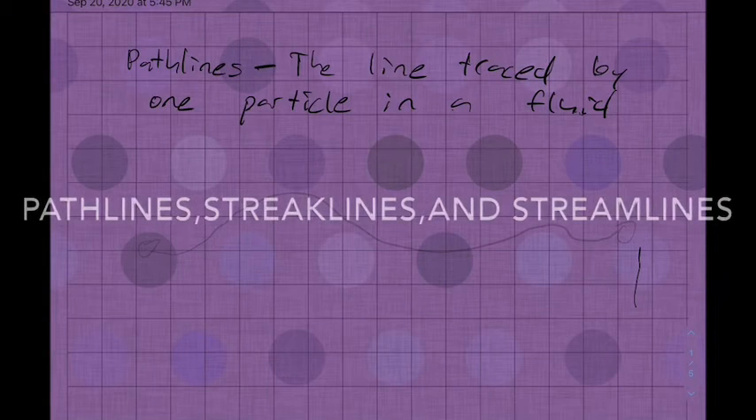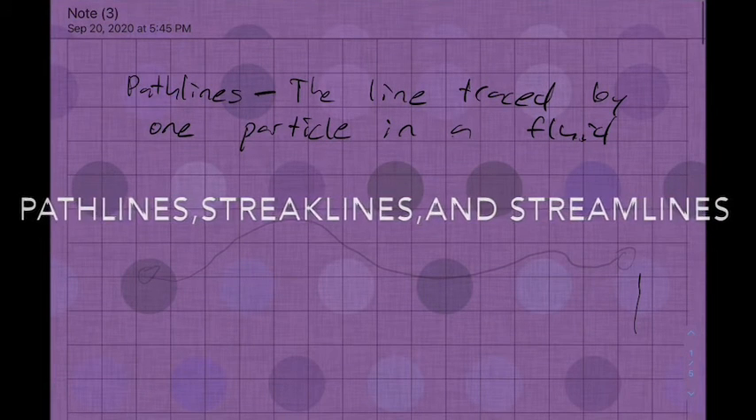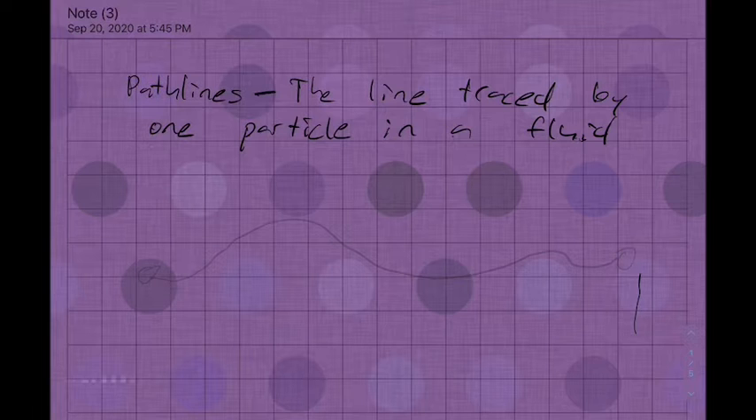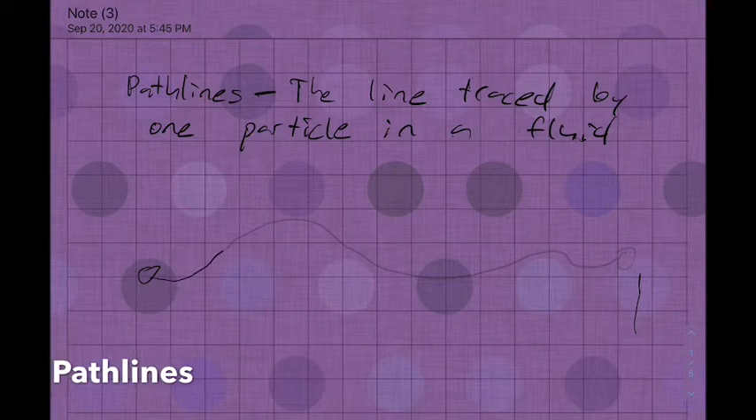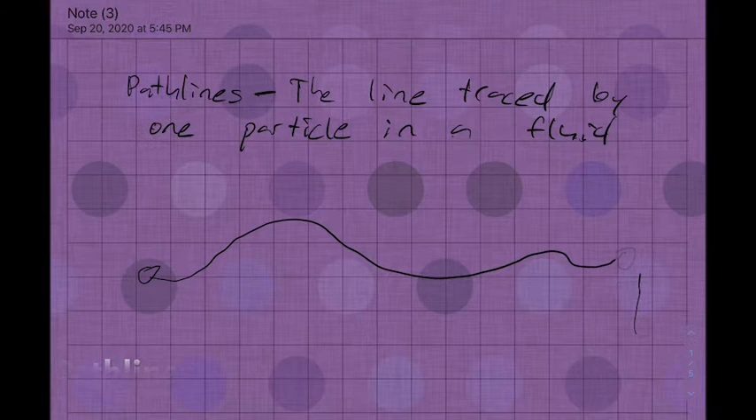Hello, today we're going to be talking about path lines, streak lines, and streamlines. So a path line is if you trace one particle in a fluid. This would be like if you pick just one specific particle and you follow it along the fluid to see where it goes, and you just trace that line all the way along.